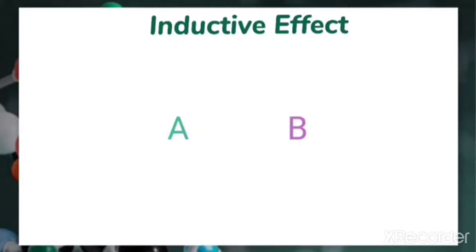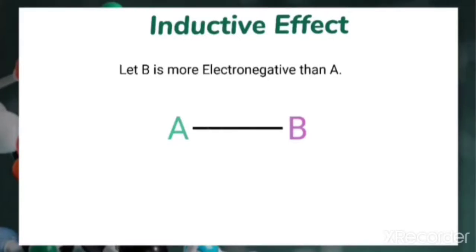When two different atoms form a covalent bond, if one of the elements is more electronegative, let B be more electronegative than A. Then, when a bond forms between these two atoms of different electronegativity, the shared pair of electrons is attracted toward the more electronegative element. Since B is more electronegative than A, B has a greater tendency to attract the shared pair of electrons towards itself.